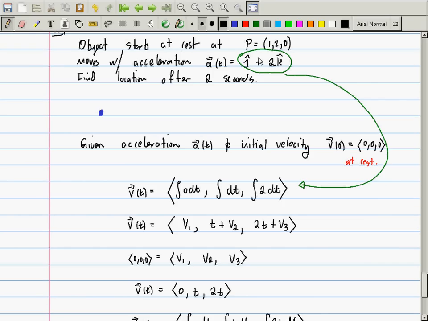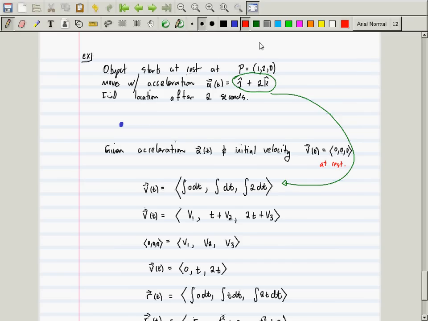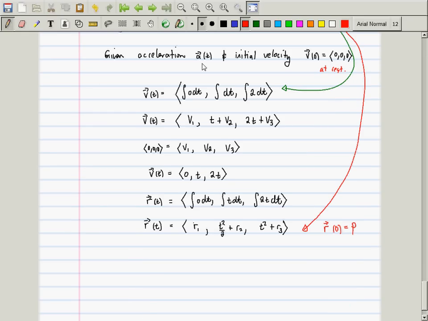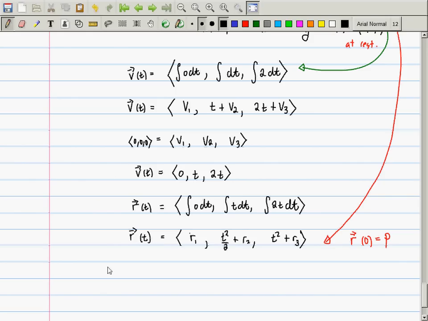Use the initial position, right? So specifically, we can now use this, because r evaluated at 0 is P, which we said was (1, 2, 0). So then (1, 2, 0) will be r1, r2, r3. So then we fully recovered the position, which is (1, t squared over 2 plus 2, and t squared), just t squared, I guess.